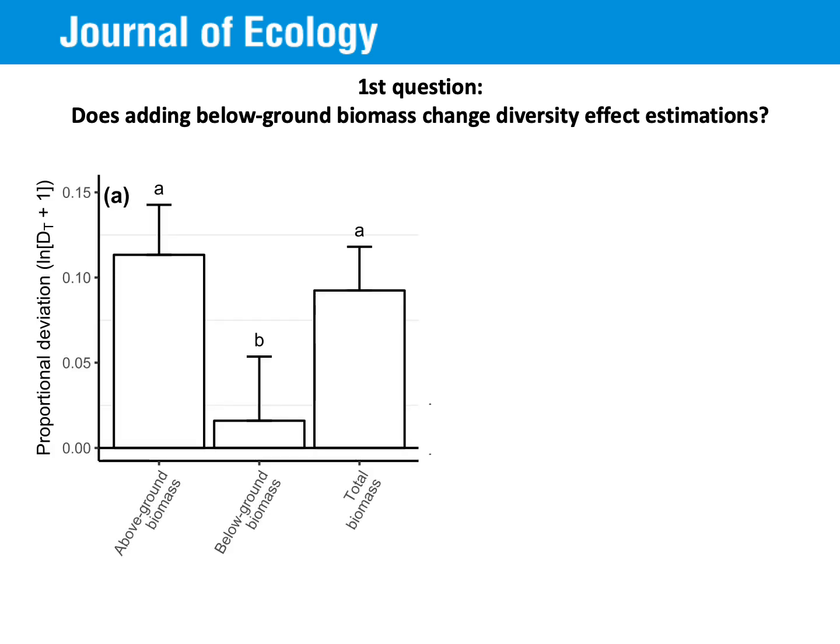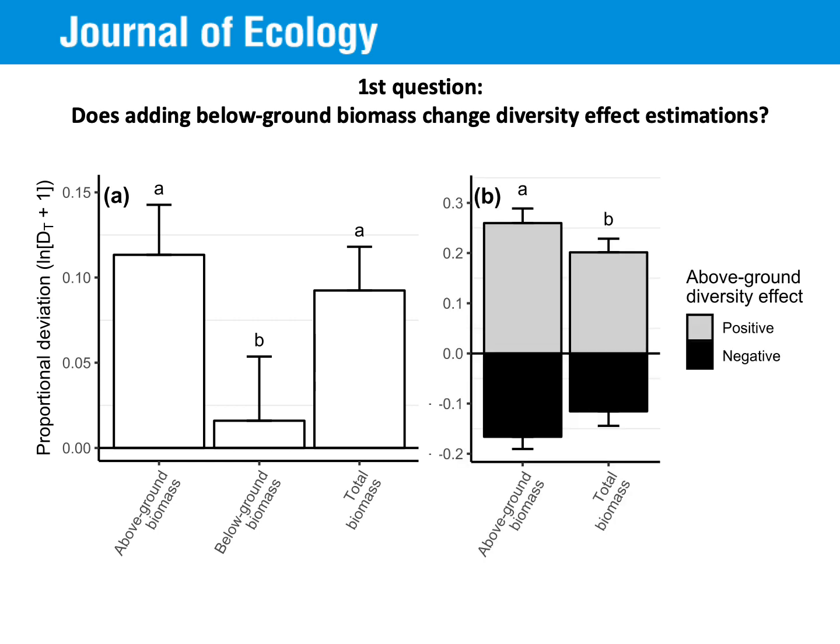In this figure, the y-axis is proportional deviation, which is the same as the net effect, but in relative terms. For example, proportional deviation of 0.1 means that the observed biomass in a mixture is 10% larger than what is expected from its corresponding monocultures. Comparing the first and last columns, we see that adding below-ground biomass does not change the estimation of diversity effects. However, effects on total biomass are smaller if we look only at the mixtures with positive effect above ground, represented by gray bars. These mixtures with positive effects will probably be the ones used by forest managers in diverse plantations.